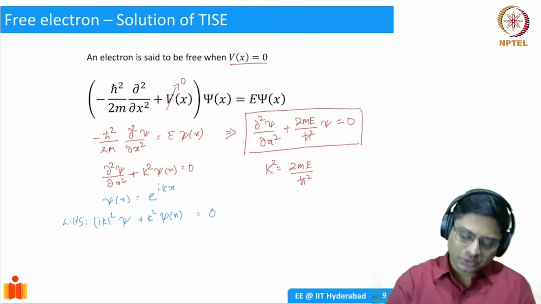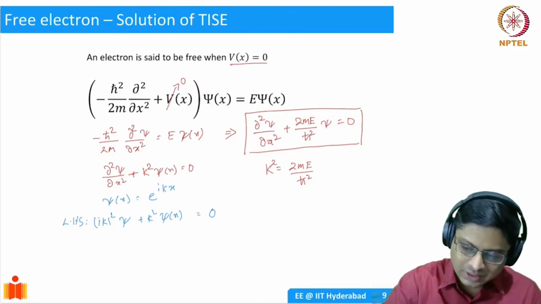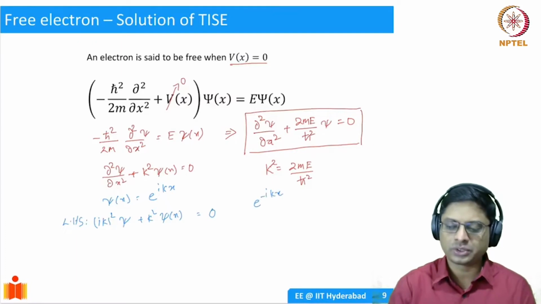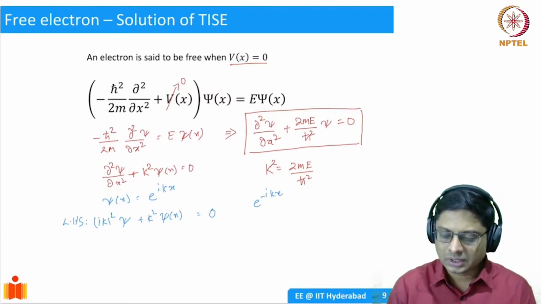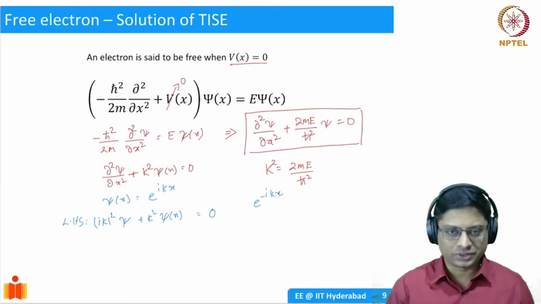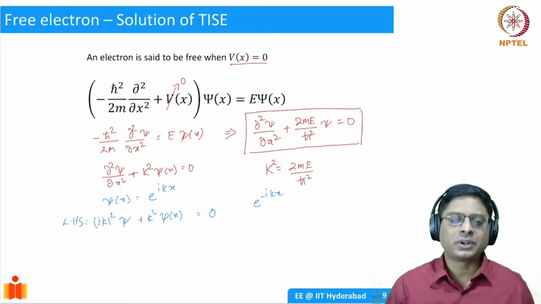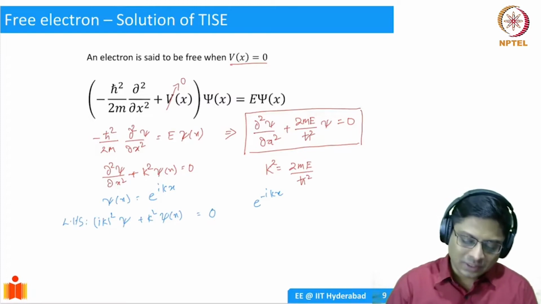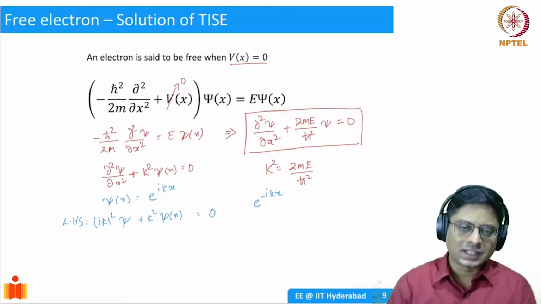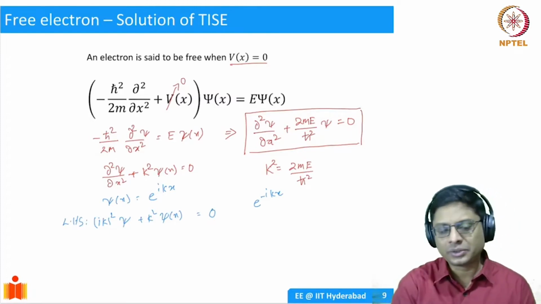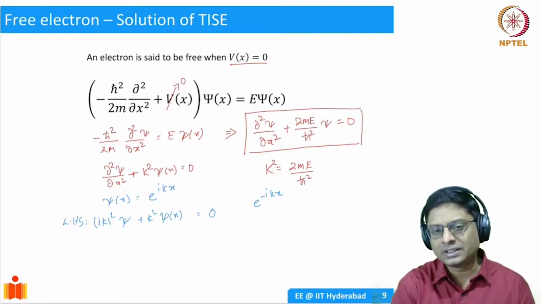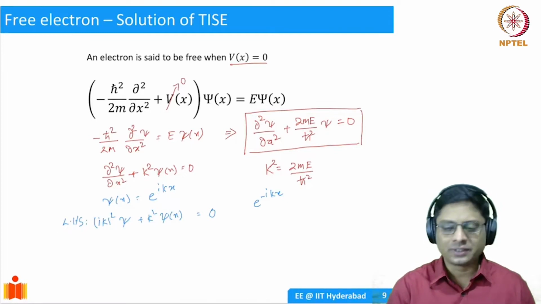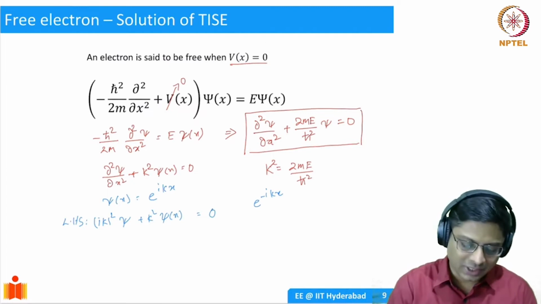Similarly, you could also check that exponential minus ikx will also be a solution to the Schrodinger equation. All right. So both these are solutions. But what is exponential ikx or exponential minus ikx? These are what we call plane waves. Exponential ikx essentially tells you a plane wave which is propagating in the positive x direction. Whenever there's a wave propagation, it's exponential ikx in this case.